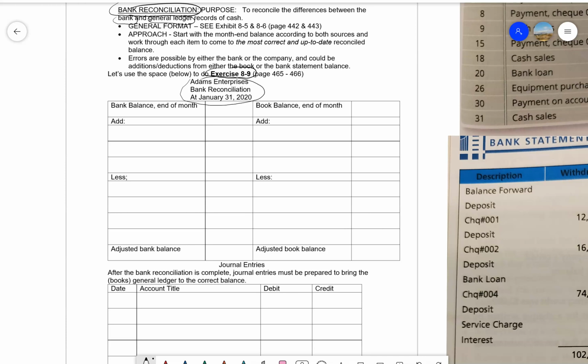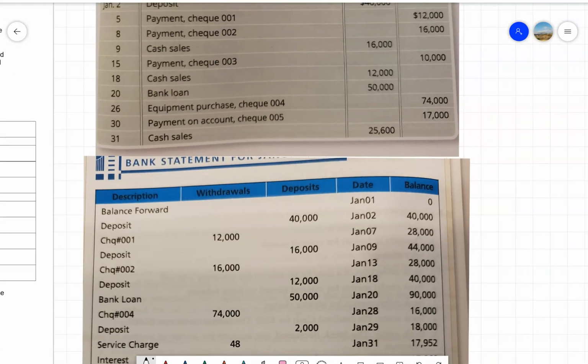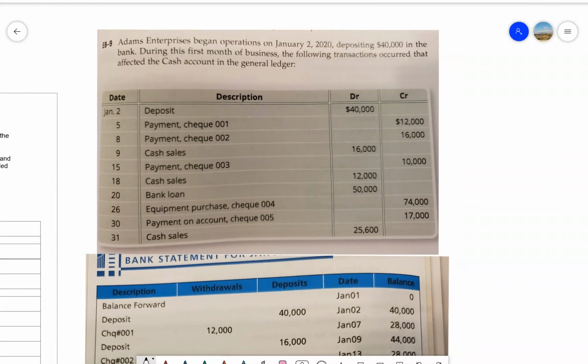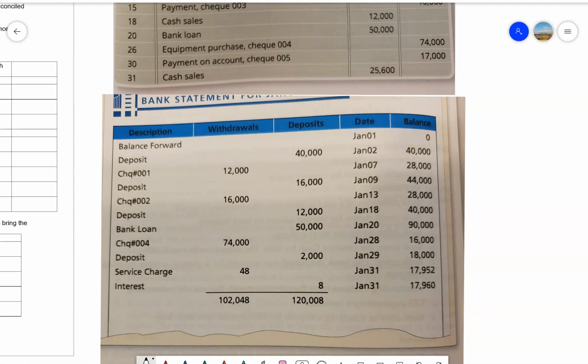The way we identify those differences is we compare the cash general ledger to the bank statement, and that's what I've done over here. I basically just summarized what's in the question. When you look at question E8-9, on page 465 we have the cash account in the general ledger. This is what is showing in the cash account, debits and credits, for the month of January. Below that, I have the bank statement, which is on page 466.